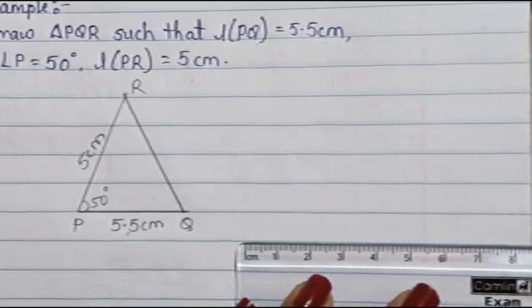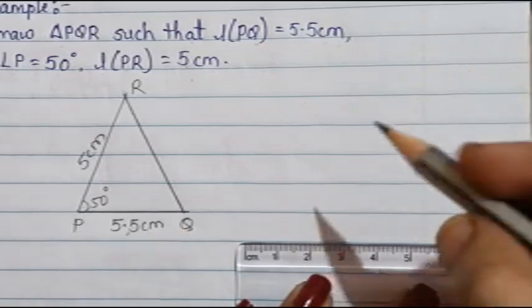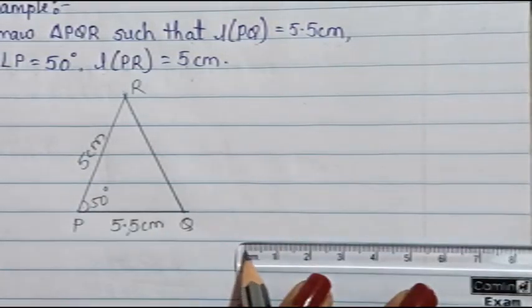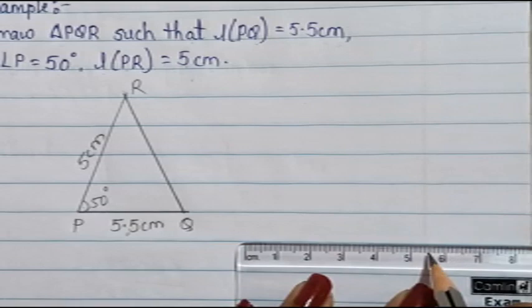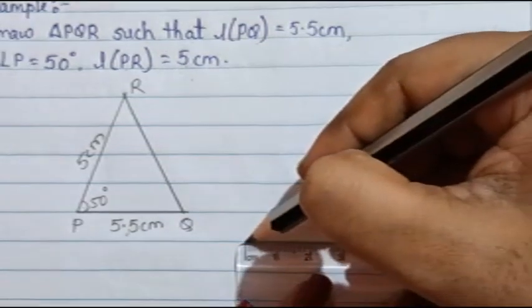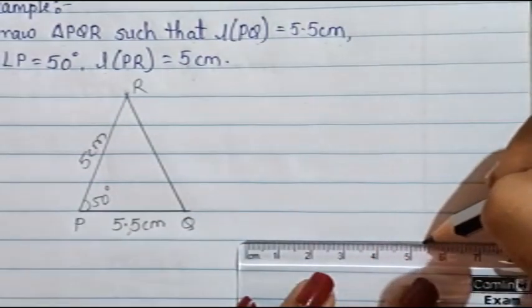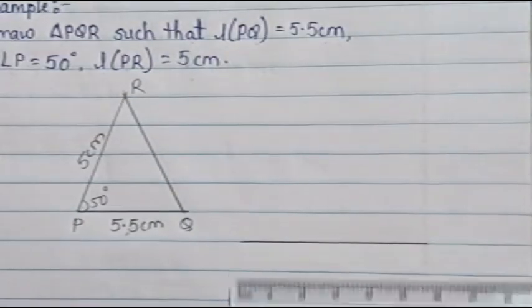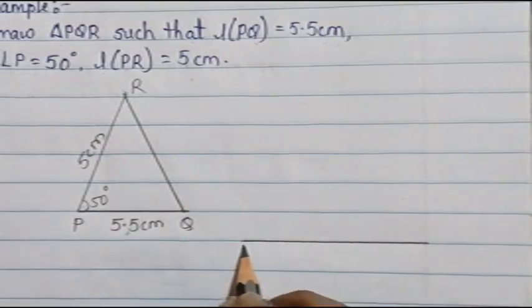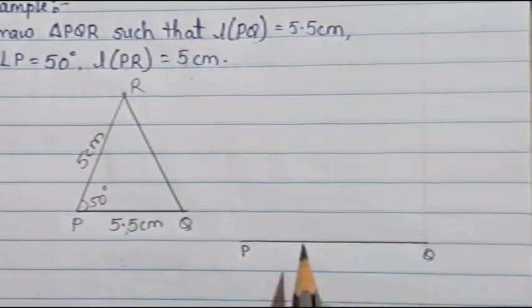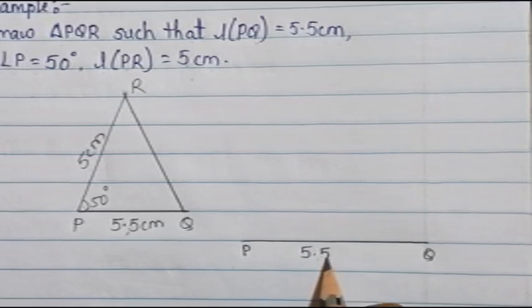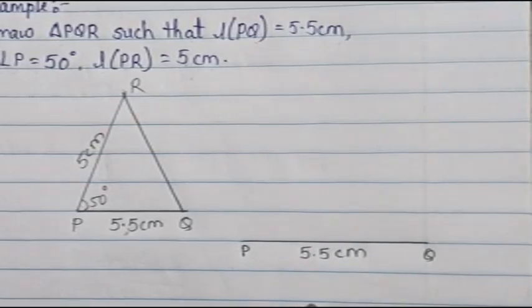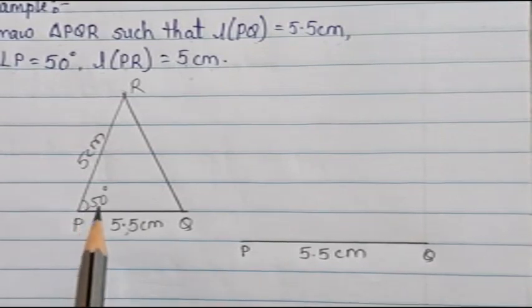Now students, first we will draw the base, which is 5.5 centimeters. We will start from here, this is your starting point, and go till 5.5 here. So I will draw a line till 5.5, and I will name the ends P and Q. That is 5.5 centimeters. Clear? That is the first thing.